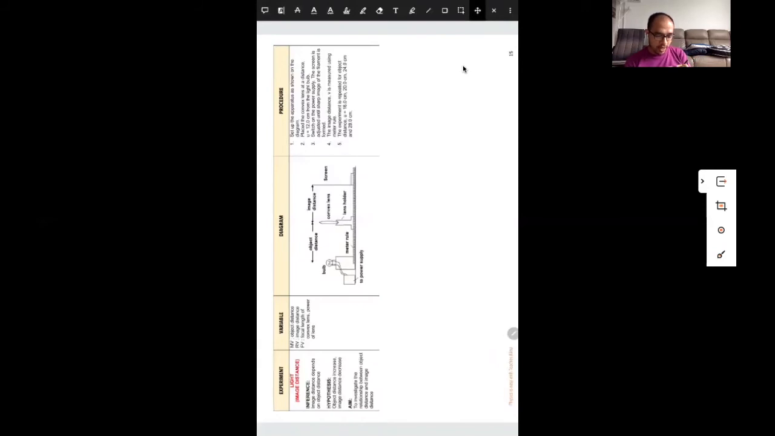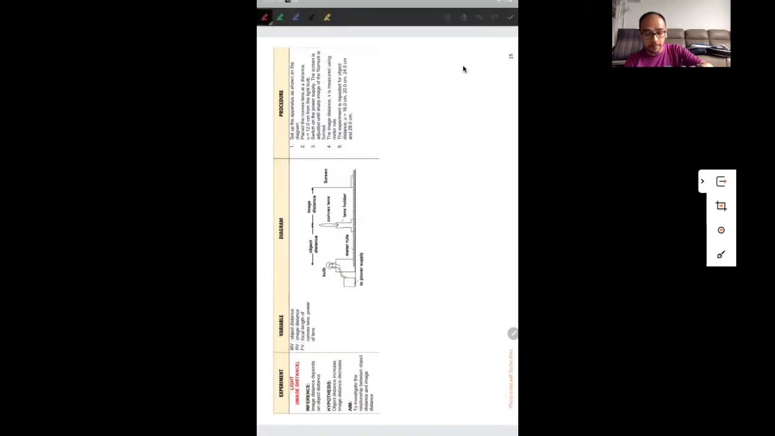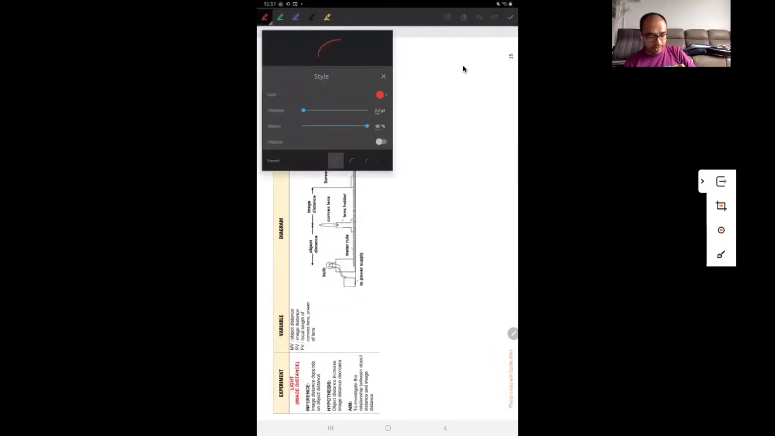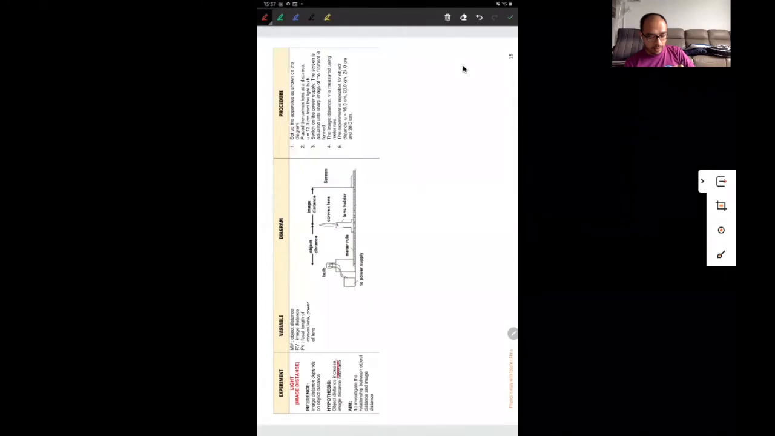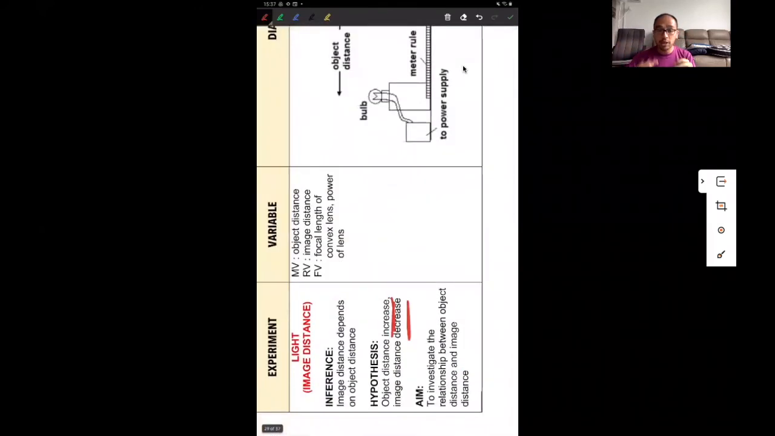Okay, so image distance depends on object distance. When the object distance increases, the image distance decreases. Or when you move the projector nearer to the screen, then the screen has to go even further away. So you change the object distance, you increase the object distance, the image distance will decrease. Okay, so that is the aim.